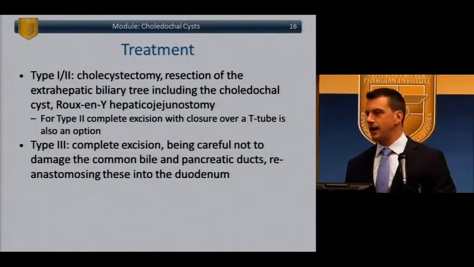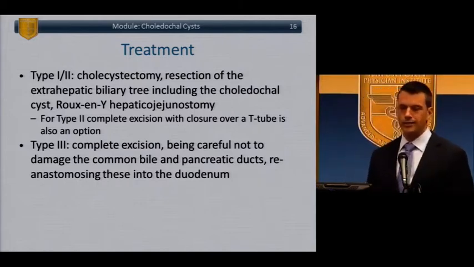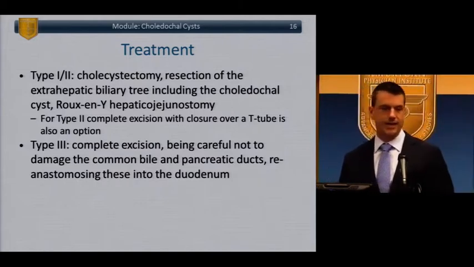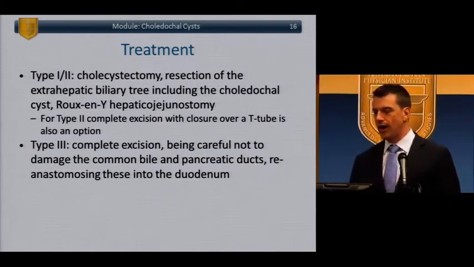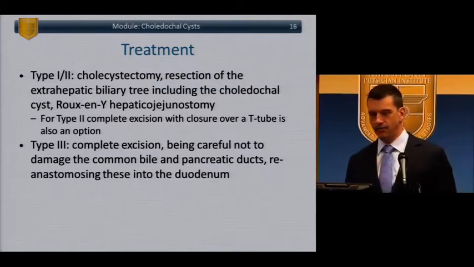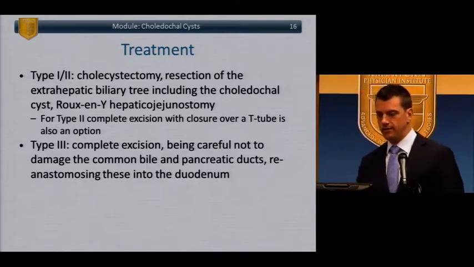The treatment is very much dictated by which type of disease you have here. Types 1 and 2, a cholecystectomy with a resection of the extrahepatic biliary tree, including the choledochocyst, and then Roux-en-Y hepaticojejunostomy to reconstruct. For the type 2 or the simple diverticula, it is possible to just resect that diverticula and close the bile duct over a T-tube.